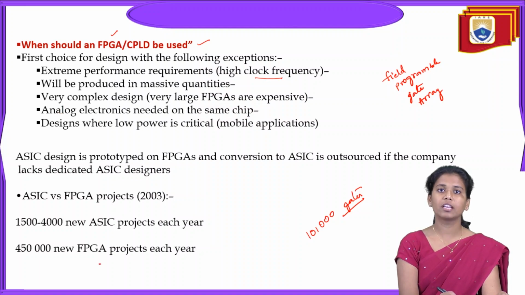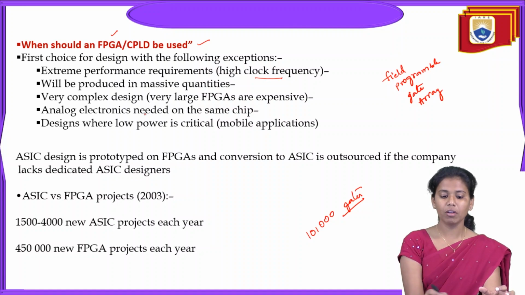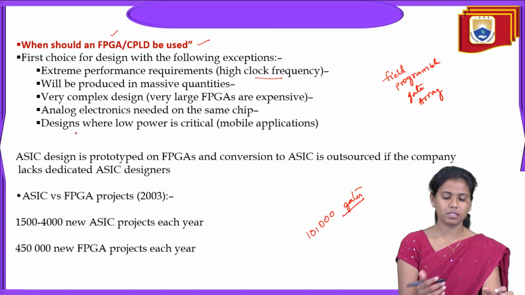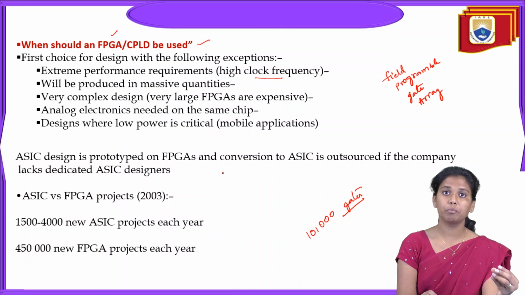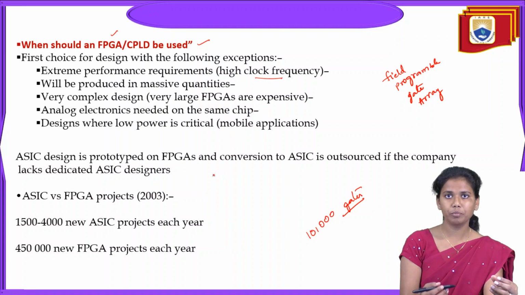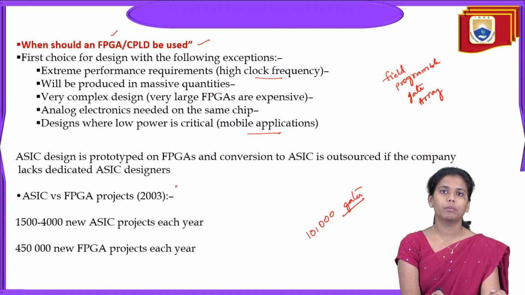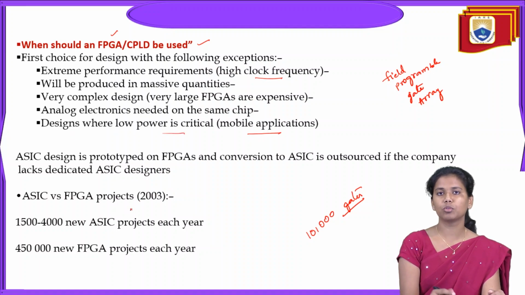Very large FPGAs are expensive. As the number of gates increases, it becomes more expensive, and the designing is also very complex. Then, analog electronics needed on the same chip. Some devices based on analog electronics are purely dependent on the FPGA chip. Then, designs where low power is critical, that is mobile applications. For mobile applications, mostly we won't use FPGAs. For low power consumption devices, we basically don't prefer FPGA designs, right?